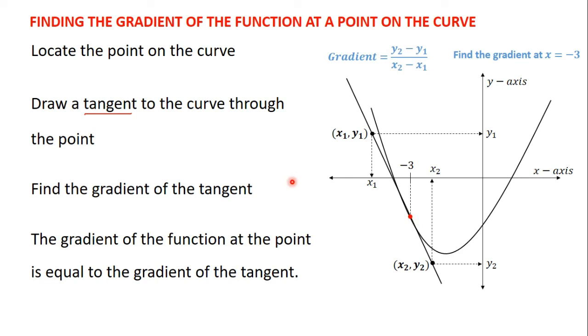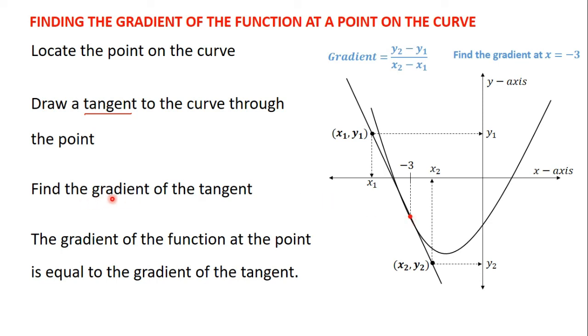So let's go over how to find the gradient of the function at a point. The first thing you have to do is to locate the point on the curve. Here we located x is equal to -3 on the x-axis, but it did not fall on the curve, so we have to trace it to the curve to meet it at this point. After that, you draw a tangent to the curve through the point. We have learned that a tangent to the curve is a straight line that touches the curve. So here you draw a straight line that touches the curve at this point.